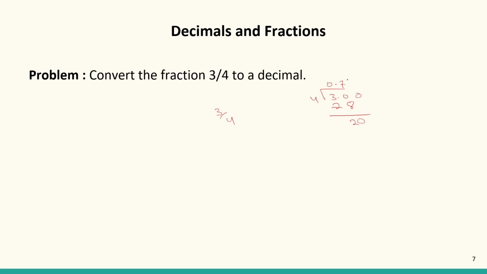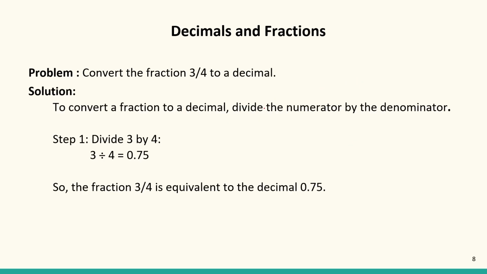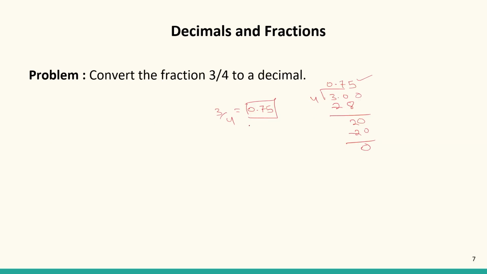Then we do 4 into 5, which means 20, and the remainder becomes 0. So we have got a proper decimal number, that is, a terminating decimal number. That is 0.75. So this is equal to 0.75. Let's see the answer. Yes, you got 0.75 as the answer. What we did was divide 3 by 4. We divided it here and you can see it. So this is the answer.